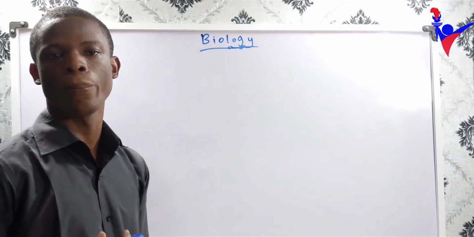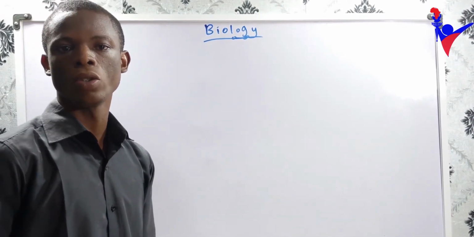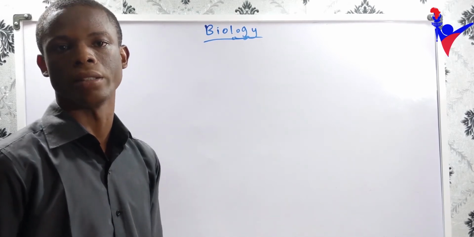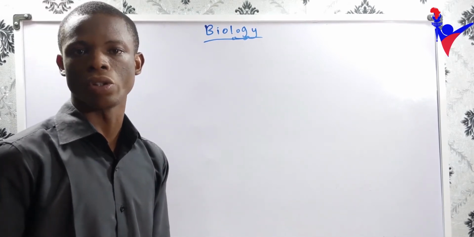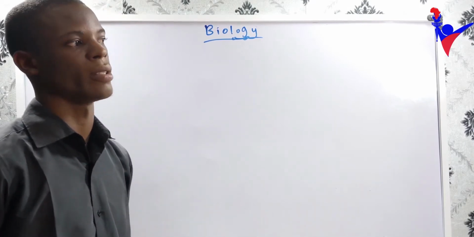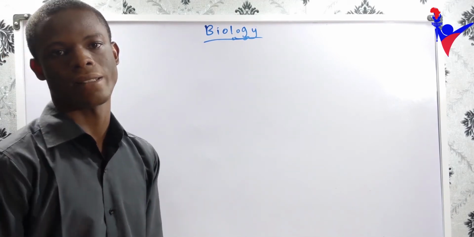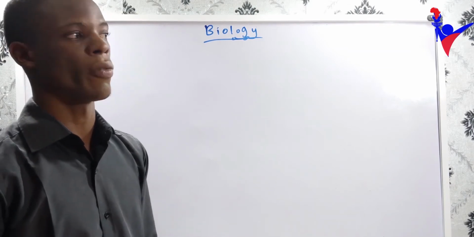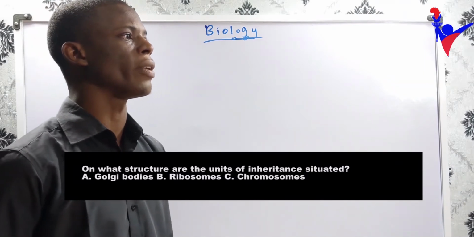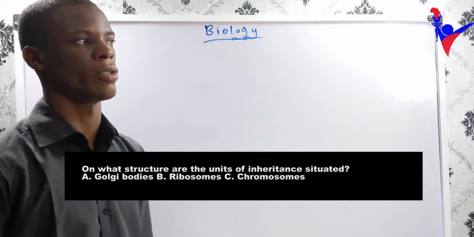That's why we are taking time to break down what it means to understand heredity and how to approach questions in heredity. So I believe you're with your writing materials as we go on solving questions in today's video. Let's start with our question. The first question on our list is: on what structures are the units of inheritance situated?